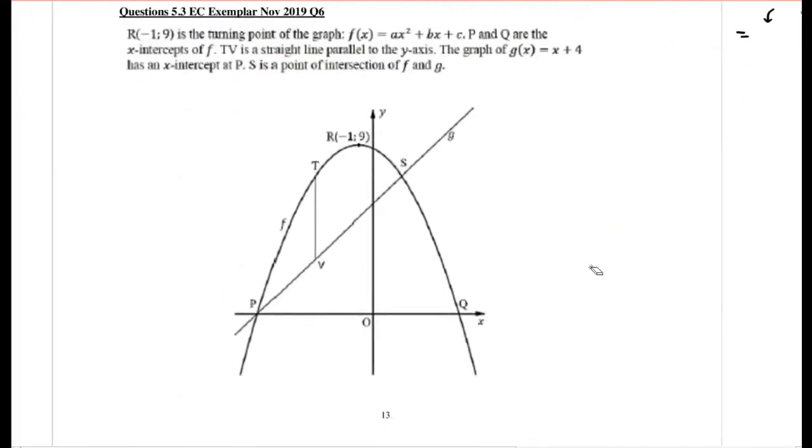Okay, moving on. R, negative 1 and 9. Great. Is the turning point of the graph, in standard form.